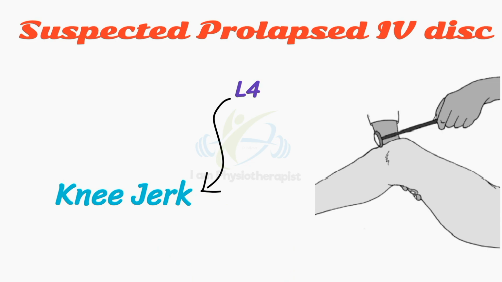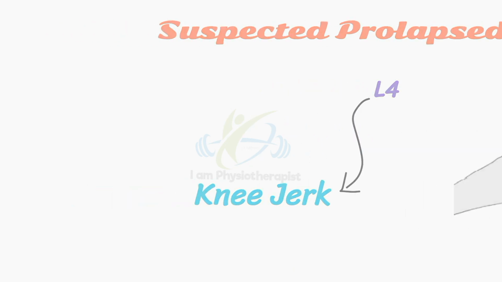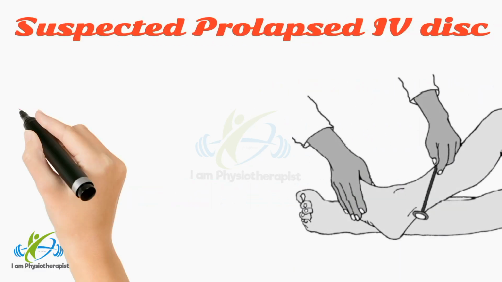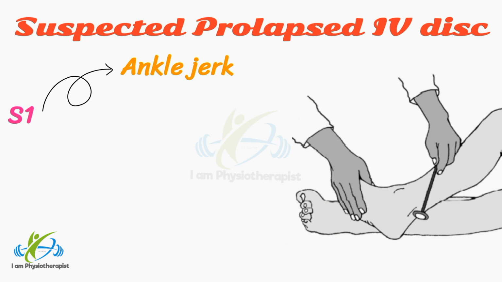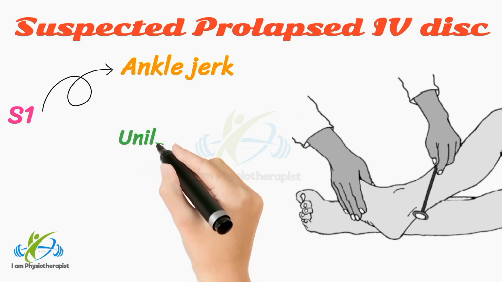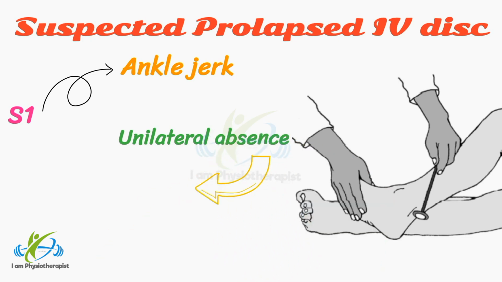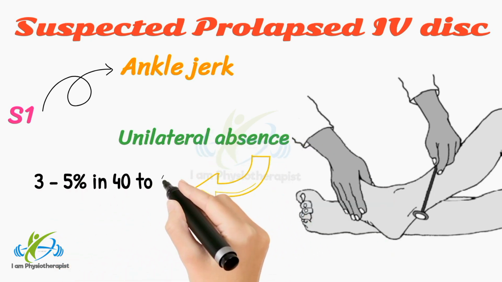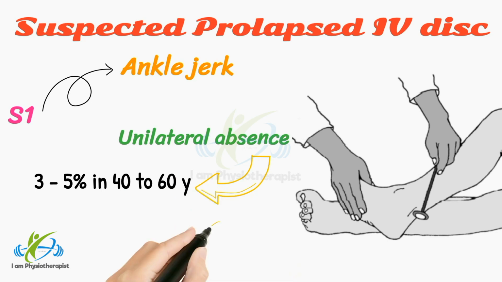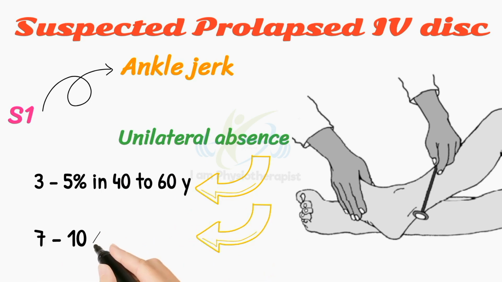Assess the integrity of L4 by the presence of the knee jerk. S1 alone may be assigned to the ankle jerk. Absence of one or both ankle jerks is usually a significant clinical finding, and does not occur in normal individuals below the age of 30. Unilateral absence may be found, in the absence of pathology, in 3 to 5% of individuals in the 40 to 60 age group, and in 7 to 10% of those over 80 years.